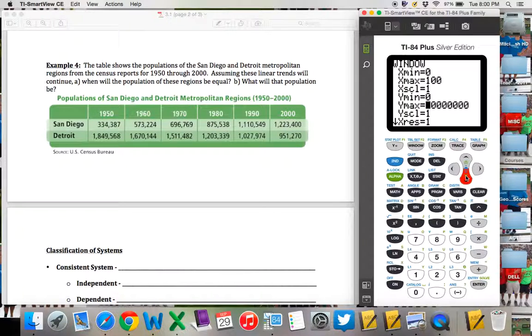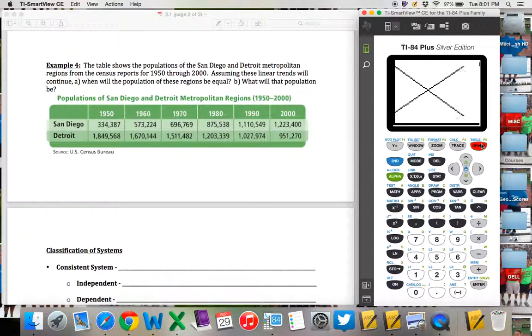Y value. Let's look at our highest number. We've got 1,849,000 over here, and it gets smaller from there. And here we go up to 1 million. So let's change this to maybe 2 million and see what happens. So 2 and then 6 zeros. So 2 and then 6 zeros is 2 million. Then let's hit graph and see what happens.